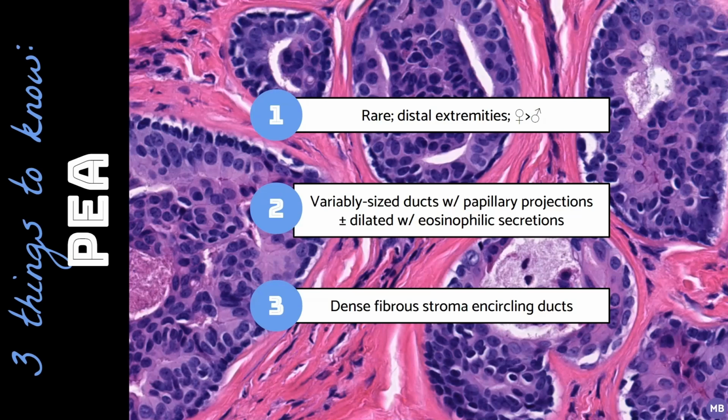Histologic features include variably sized eccrine-type ducts with papillary structures, and a dense fibrous stroma, which may appear to encircle these ducts. The differential diagnosis includes other rare sweat gland neoplasms, such as tubular apocrine adenoma, which has apocrine instead of eccrine differentiation, and tubulopapillary hydroadenoma, which has both eccrine and apocrine differentiation.